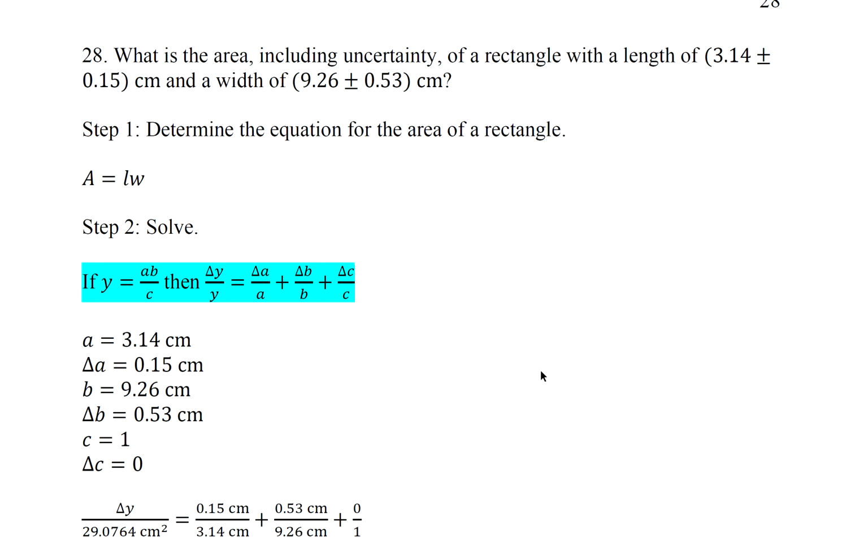Question 28. What is the area including uncertainty of a rectangle with a length of 3.14 plus or minus 0.15 meters and a width of 9.26 plus or minus 0.53 centimeters? So they want the area of a rectangle, so we need to find the area of a rectangle as length times width. So this equation in blue, we know delta C is 0.